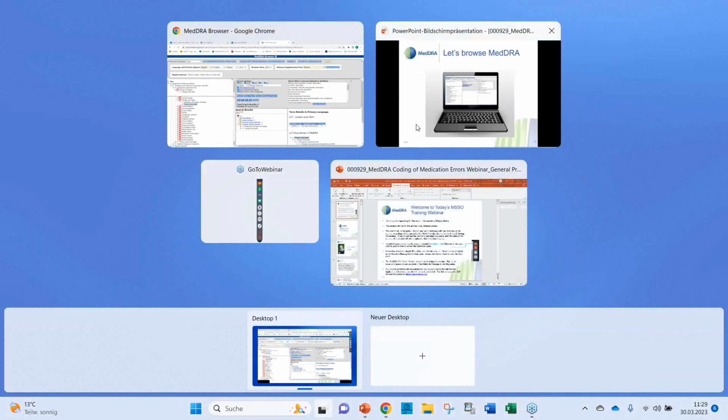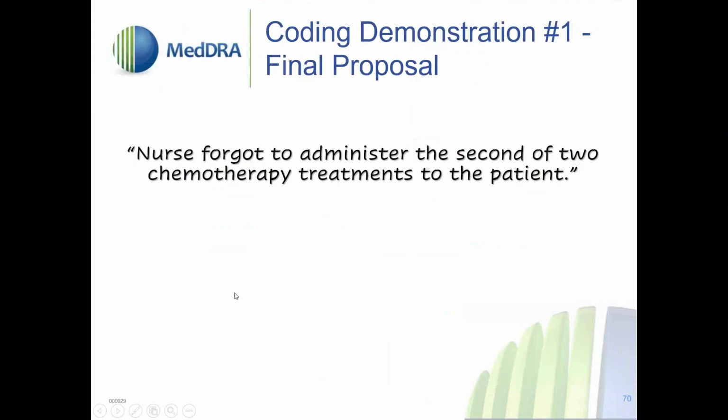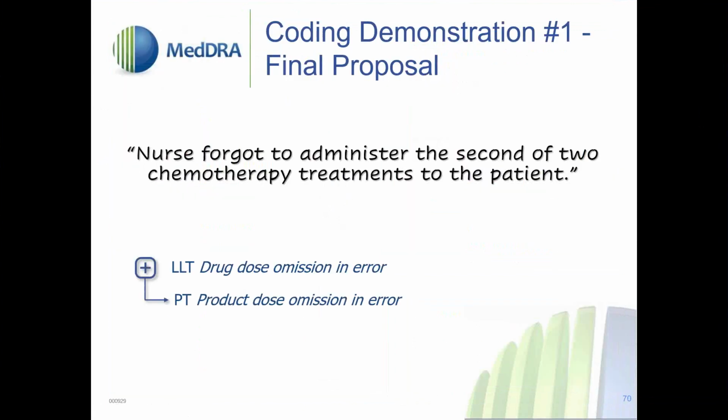Let me switch back to my slides now. And here again, a reminder of what we just saw. So the most specific code assignment would be drug dose omission in error. And here we are under PT product dose omission in error. Other questions, Jane? No, nothing new, Caroline.